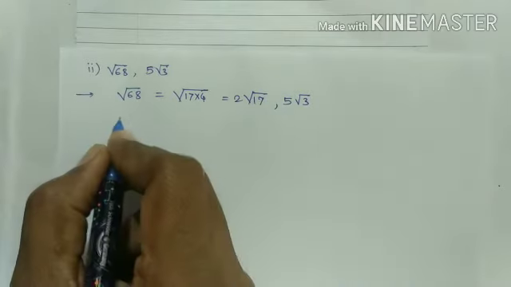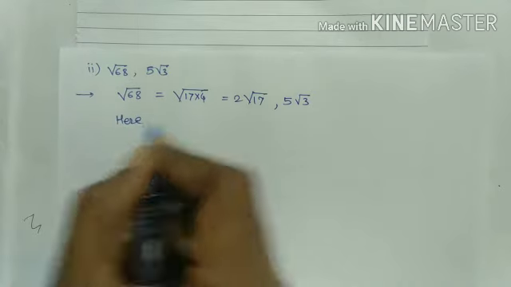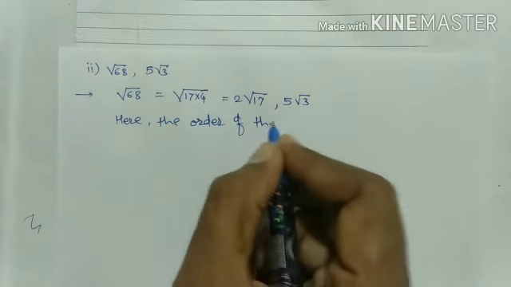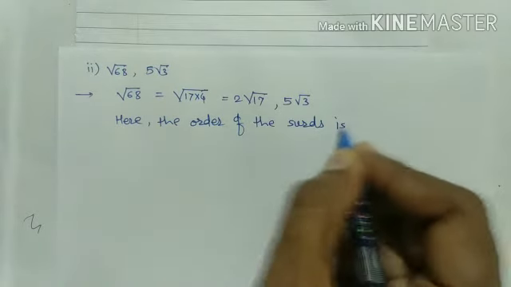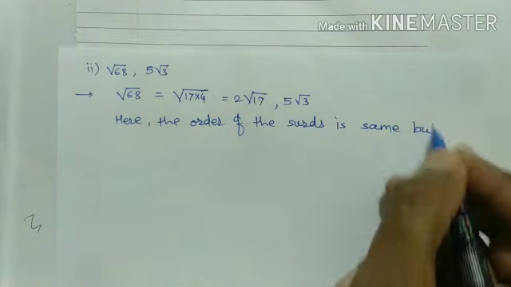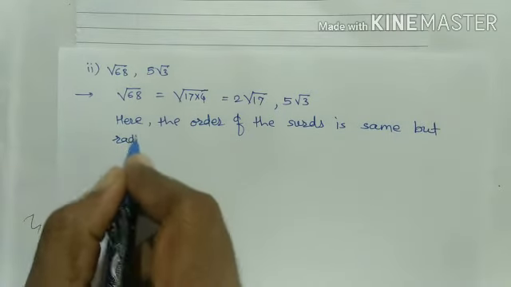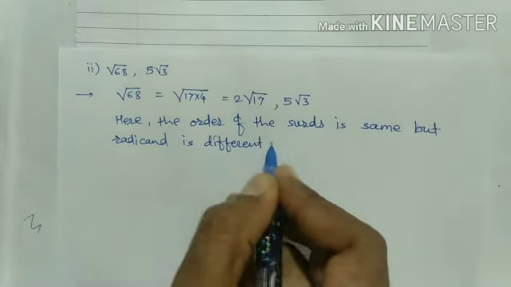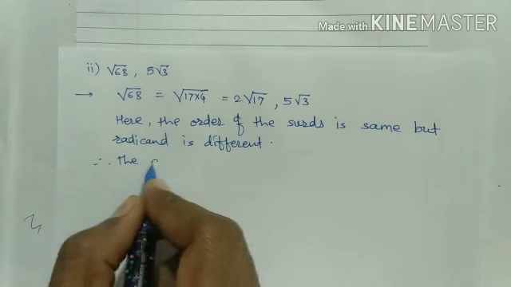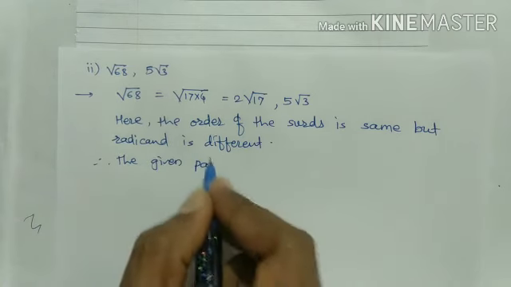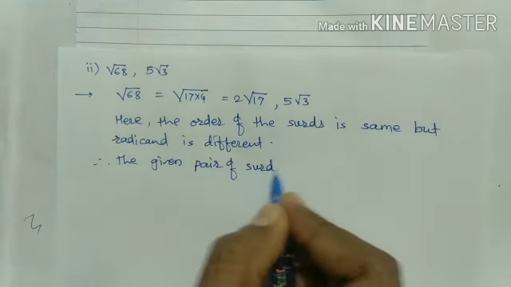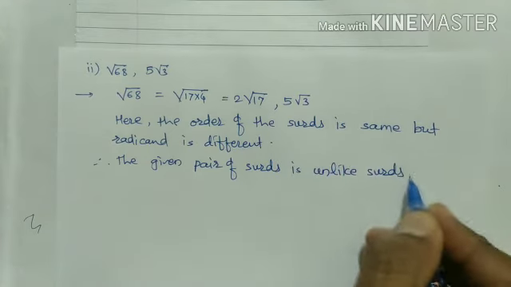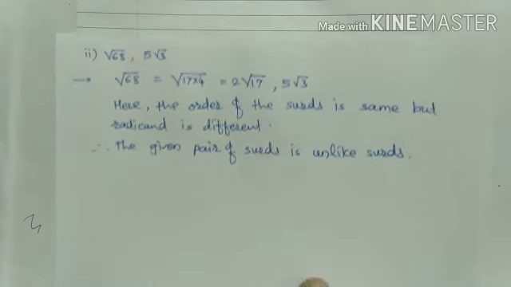unlike surds. Here we write, here the order of the surds is the same, but the radicand is different. Therefore the given pair of surds is unlike surds.